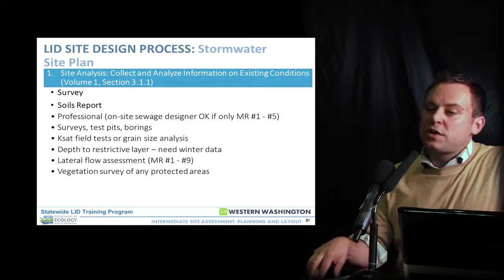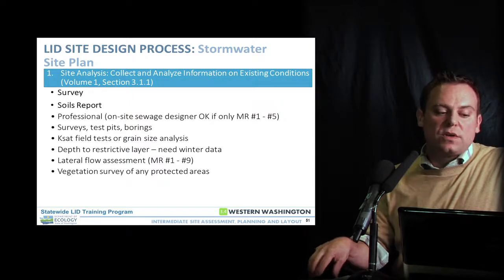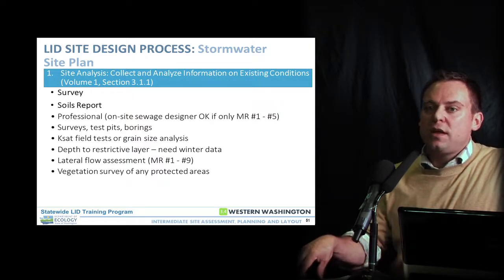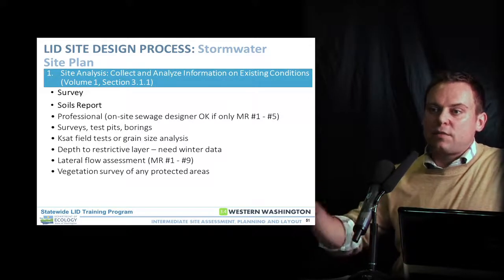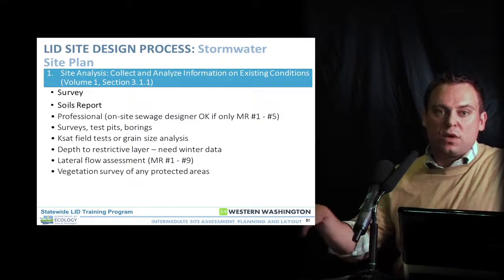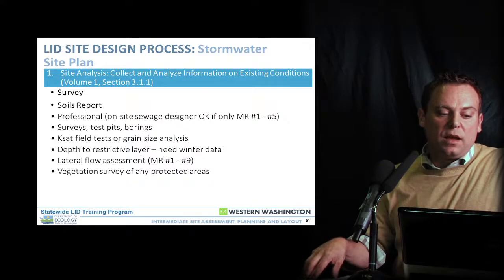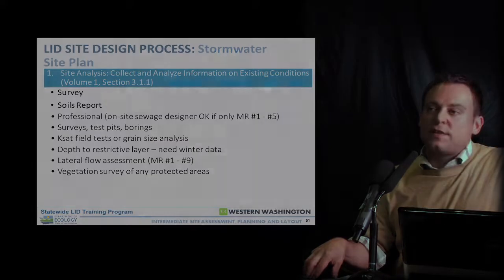If you're doing a larger project that requires triggers 1 through 9 and the minimum requirements, you also need to do an assessment of lateral flow. If you infiltrate, where could that water go? Are there any hazards that could pop up, like basements or slopes? And then do a vegetative survey of any protected areas.